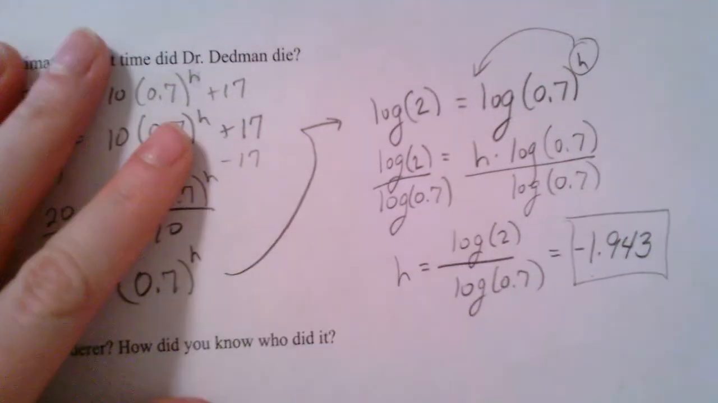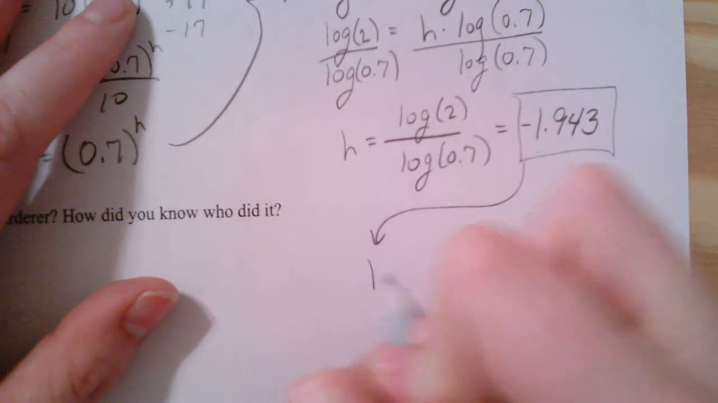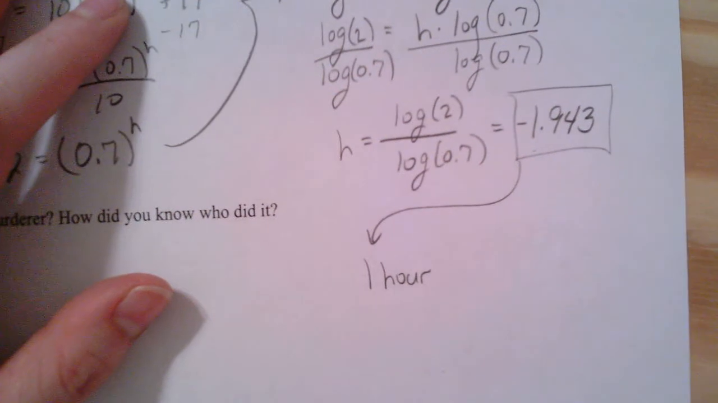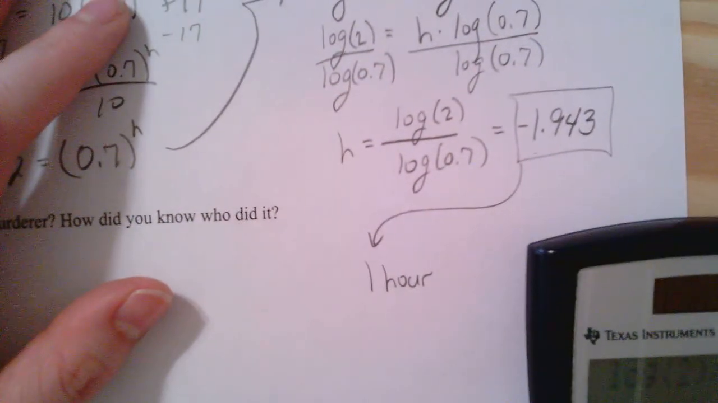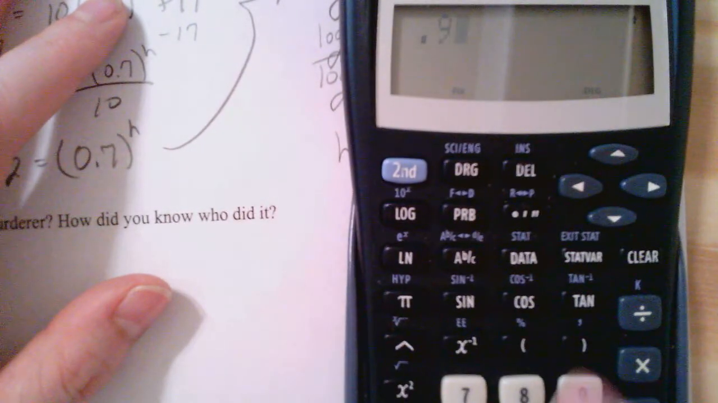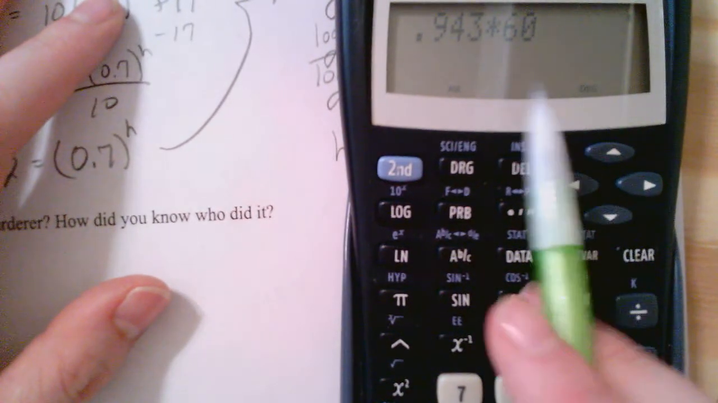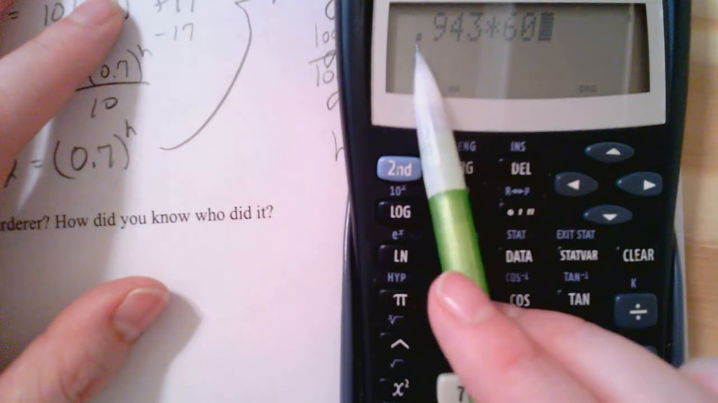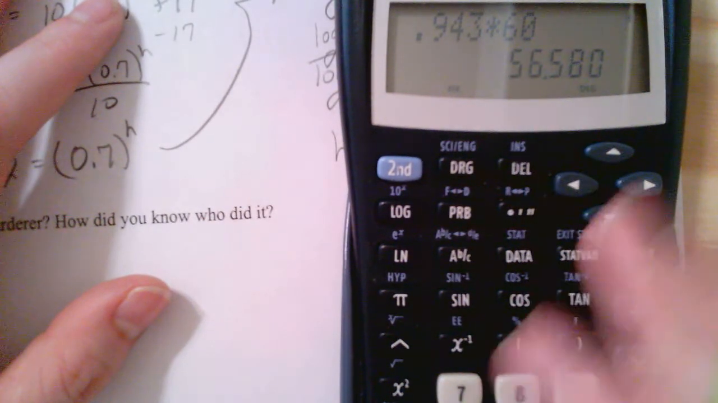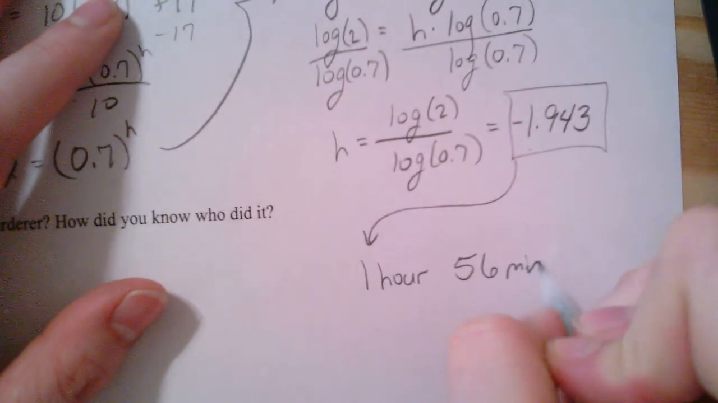So let's be really specific here about solving that. This number is actually equal to 1 hour in the past, and then 0.943 of an hour. I want to convert that to minutes. So I'm going to multiply 0.943 times 60. Because 60 minutes is 1 hour, right? Well, I only want 0.943 of an hour. Not the whole thing, just part of it. And it winds up being 56 minutes. So 1 hour and 56 minutes in the past.